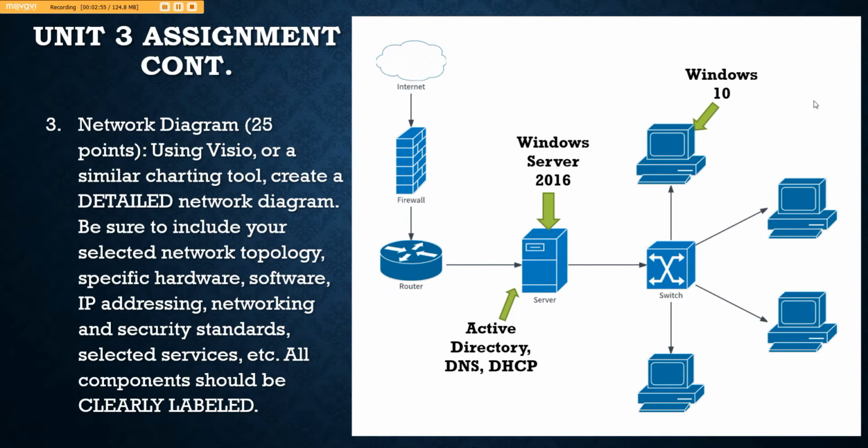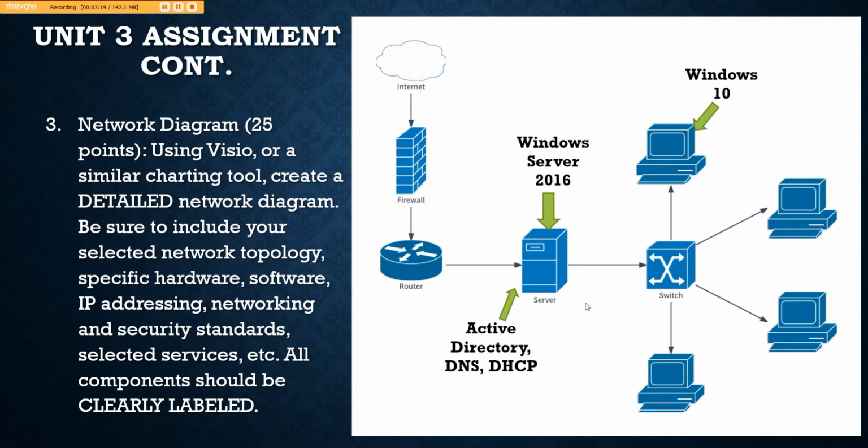Explain what each component is, and the hardware and software. For instance, this is a server and what kind of operating system it is. It has Active Directory, DNS, and DHCP. This is a Windows client, a Dell computer maybe, and the type of switch. I don't have all of that on here, but you should have a more complete picture of everything that you have.